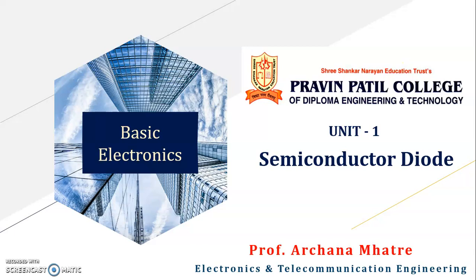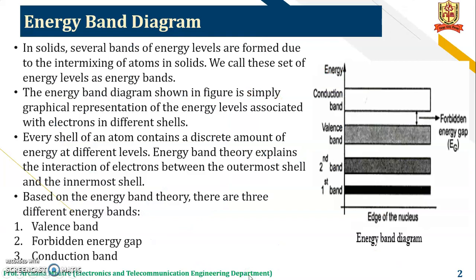In this video, we are going to start with the first unit of the subject Basic Electronics. Unit number 1 is Semiconductor Diode. So first we will study about the energy band diagram.